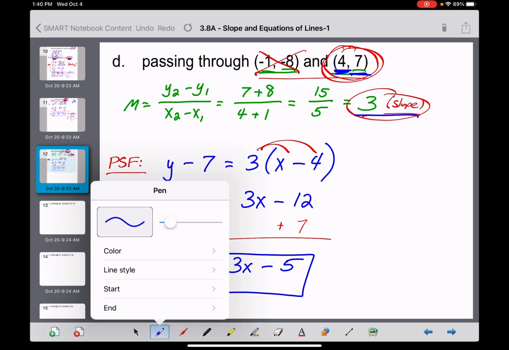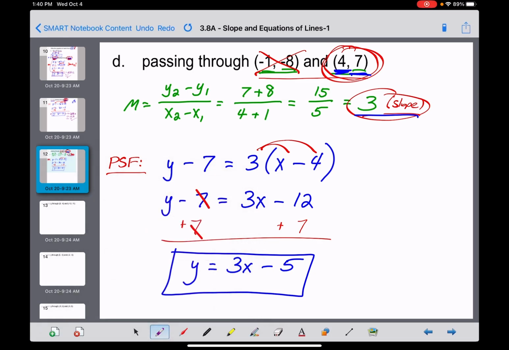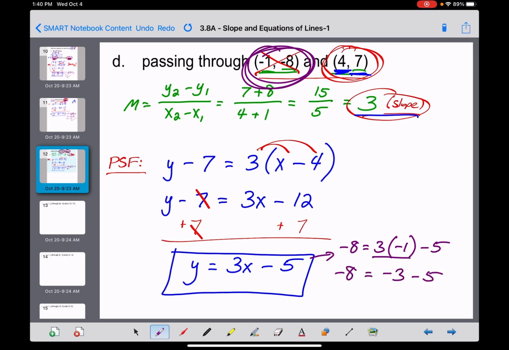Let's check that real quick. And actually, if you really want to make sure you did this right, check the point you didn't use right here. Let's use negative 1, negative 8. So my y value is negative 8. That should equal 3 times an x value there of negative 1 minus 5. So negative 8 is going to equal negative 3 minus 5, and negative 3 minus 5 is negative 8. Yeah, so check. This is working out. That equation looks good too.